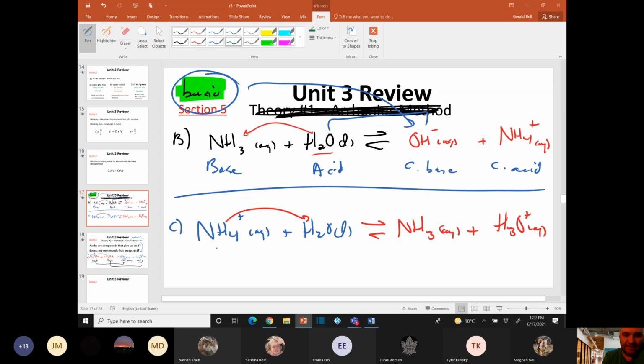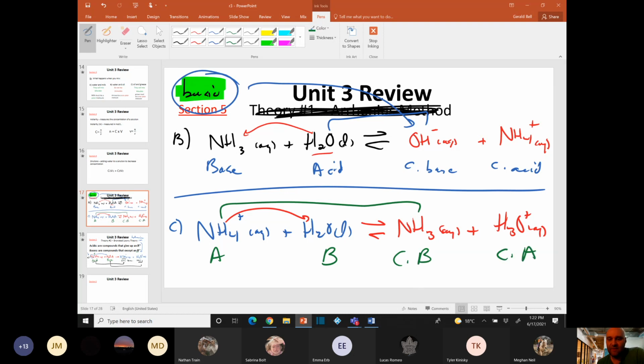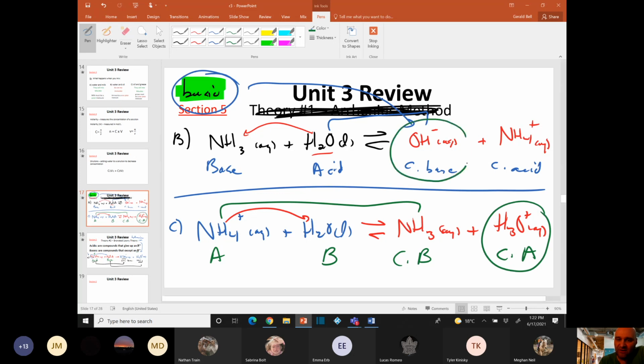So let's see, this one acted as the acid, this one acted as the base. These pair up, conjugate base, conjugate acid. Good. And again, not surprising, that's the conjugate acid because that's the acidic molecule. Not surprising, that's the conjugate base. It's the basic molecule. So there we go. There are your scenarios when it comes to this stuff.